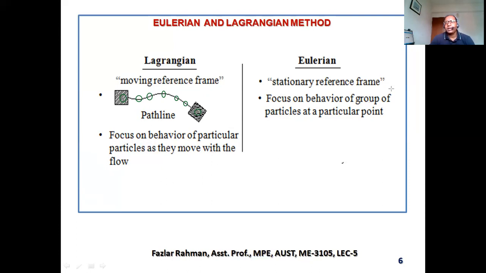And in the Eulerian, stationary reference frame, you are observing a crowd from your base, counting how many people are passing, crossing this line every second or every minute. That means you focus on a group of fluid particles at a particular point, and how they are behaving. So it's a stationary reference frame, focusing on the behavior of a group of particles at a particular point. That means you're just sitting at a space or point. From that point, you're observing the motion.